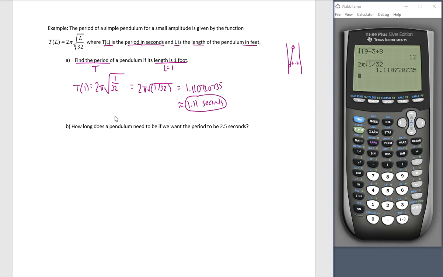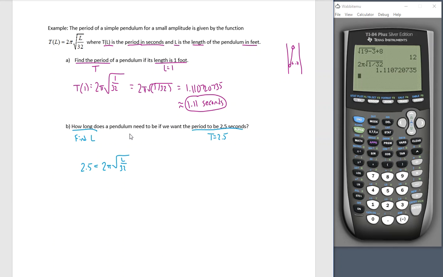Okay, second question here. How long tells me I'm going to find a length. Does the pendulum need to be, if we want the period to be 2.5 seconds? So breaking down what the question is, the units are super helpful. How long? Oh, long is a length, right? The period is 2.5 seconds. Oh, I'm given a time. I'm given this output. So we could set it up as 2.5 equals 2 pi square root of L over 32. Make sure that 32 is under the radical as well.